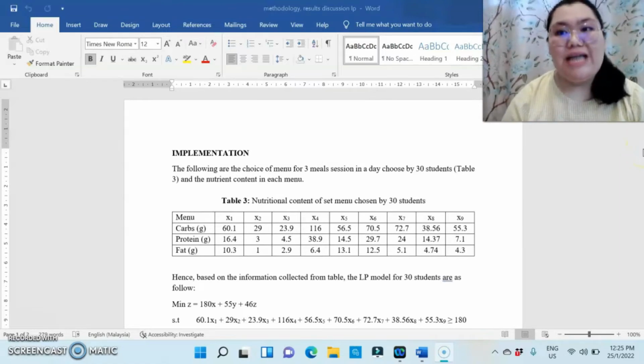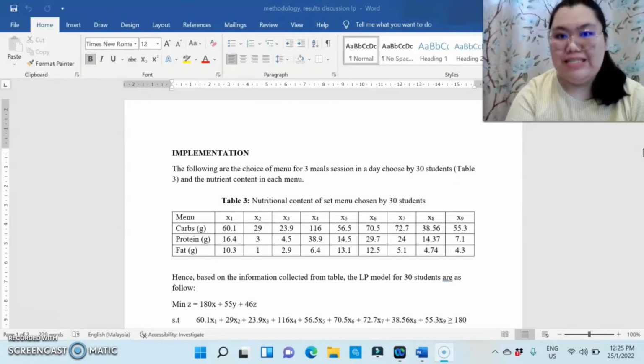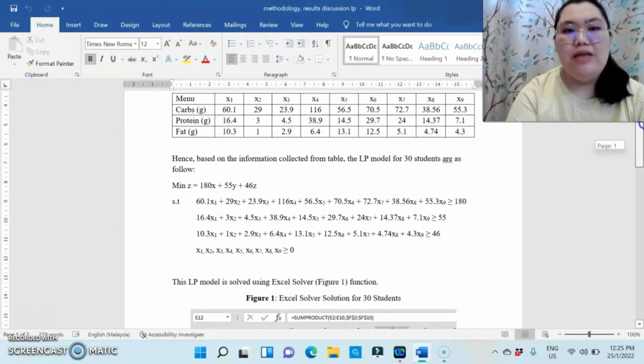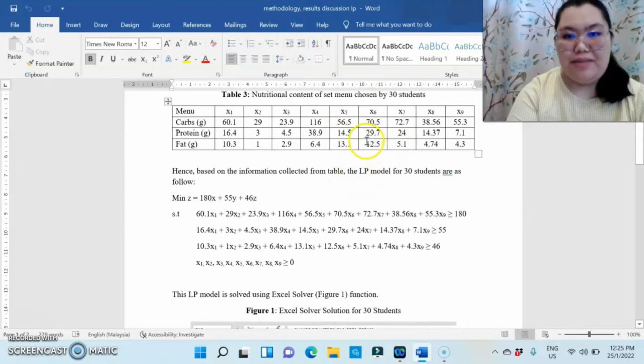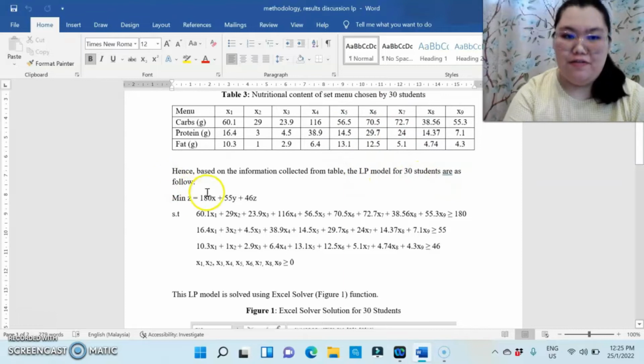So, I will discuss the implementation. The following are the menus chosen for the three meal sessions in a day by 30 students in table 3, and the nutrient content in each menu. So, based on the information collected from this table, the LP model for 30 students is as the following.